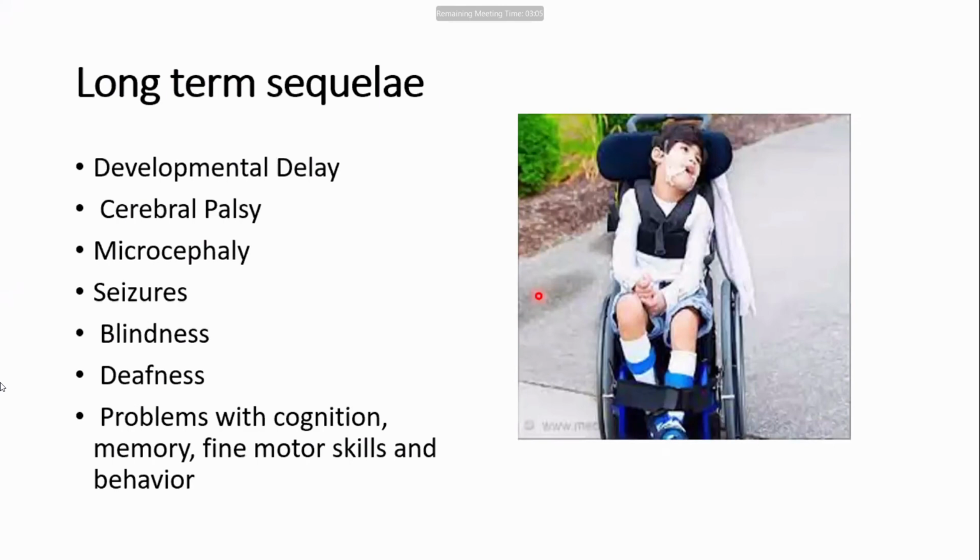So what is the long-term sequelae? If the child has birth asphyxia, what can happen? If the child survives birth asphyxia, what can happen long-term? The child can develop developmental delay, cerebral palsy, microcephaly. The child can have seizures, multiple episodes of seizure. Later on in life, the child can be blind, deaf, or there may be problems with cognition, memory, fine motor skills, and behavior. So you can have devastating long-term sequelae if the child has birth asphyxia. Even if the child survives birth asphyxia, he or she can have long-term sequelae later in life.